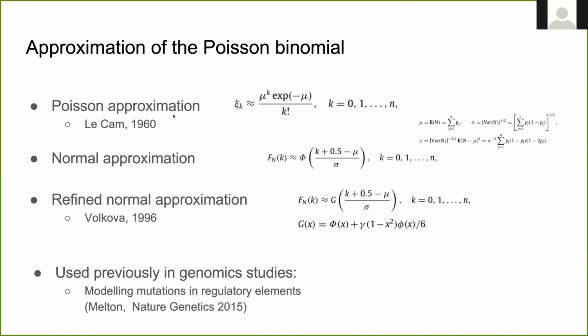So we use the Poisson approximation to the Poisson binomial from Hodges and Le Cam in 1960, but it's worth noting that there are a couple of other approximations as well. And there are other studies that use these approximations of the Poisson binomial. In fact, recently in a Nature Genetics article, they used a Poisson binomial distribution to model the number of mutations seen in regulatory elements for cancer patients.